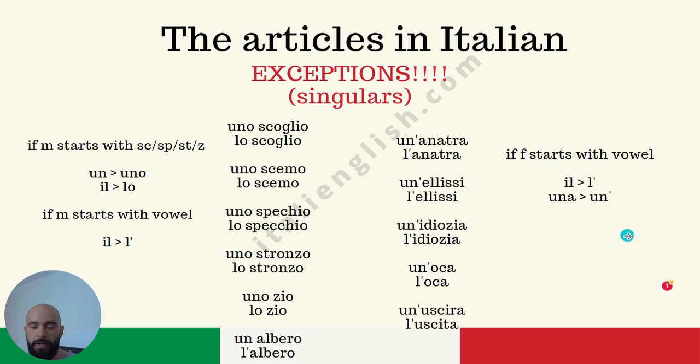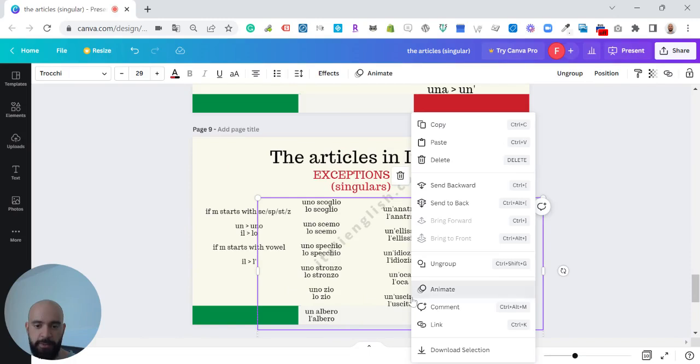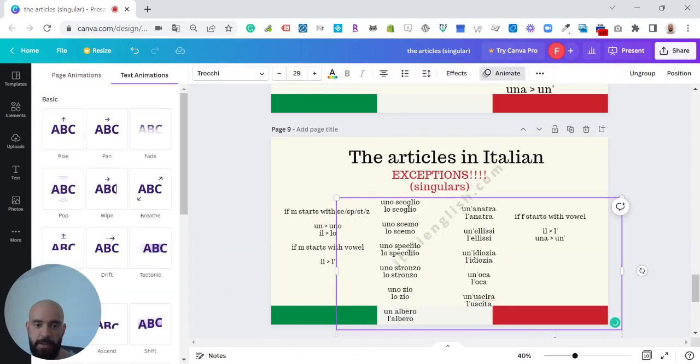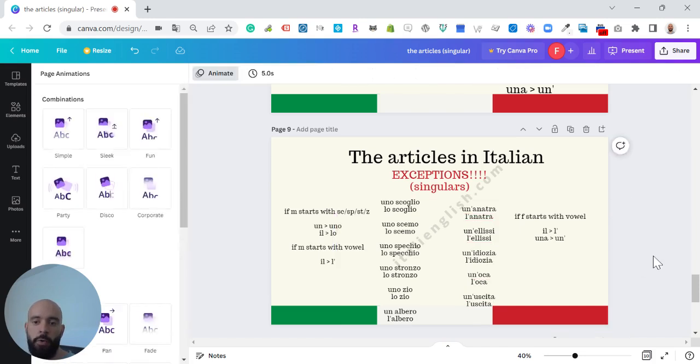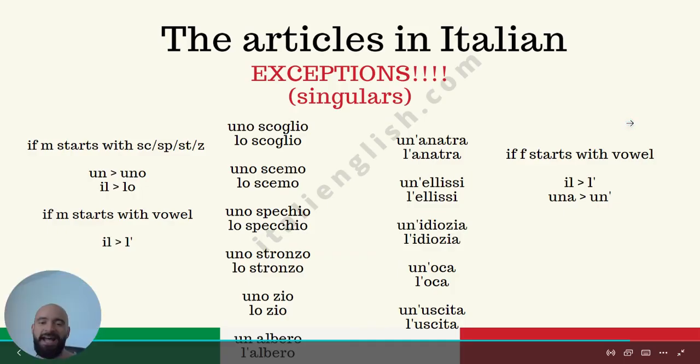If we take a look at the feminine, un'anatra, l'anatra. Un'ellissi, l'ellissi. Un'idiozia, l'idiozia. Un'oca, l'oca. Un'uscita, l'uscita. I wonder what happened, but this is T. My bad. Okay? Now, don't stress about the meanings of these words. I don't want you to focus on this. It's completely irrelevant. Don't even start thinking about translating these words. At least not for now.